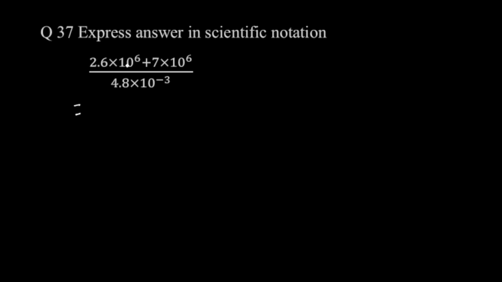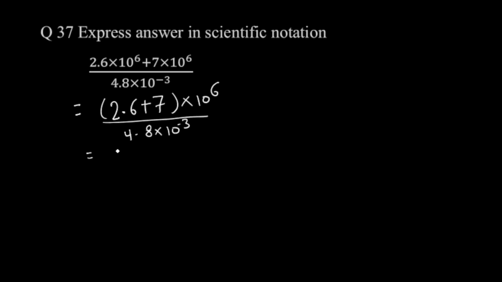2.6 multiply 10 to the power 6 plus 7 multiply 10 to the power 6 divided by 4.8 multiply 10 to the power minus 3. First we have to add the numerator terms. 2.6 plus 7 multiply 10 to the power 6 divided by 4.8 multiply 10 to the power minus 3. 2.6 plus 7 is 9.6 multiply 10 to the power 6 divided by 4.8 multiply 10 to the power minus 3.